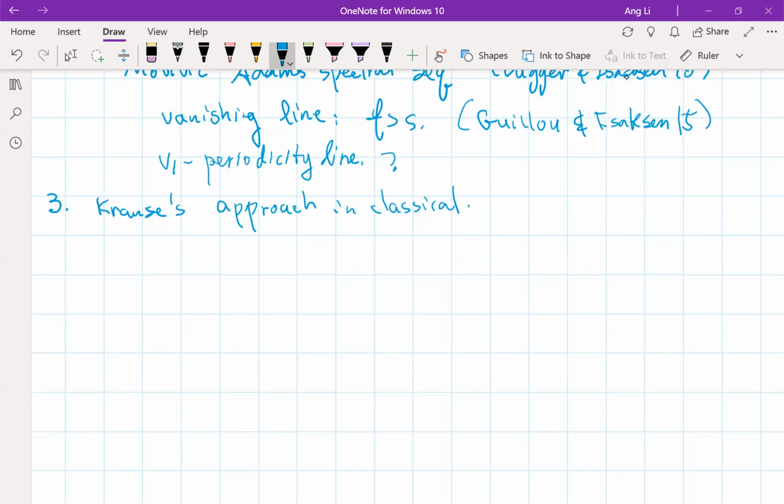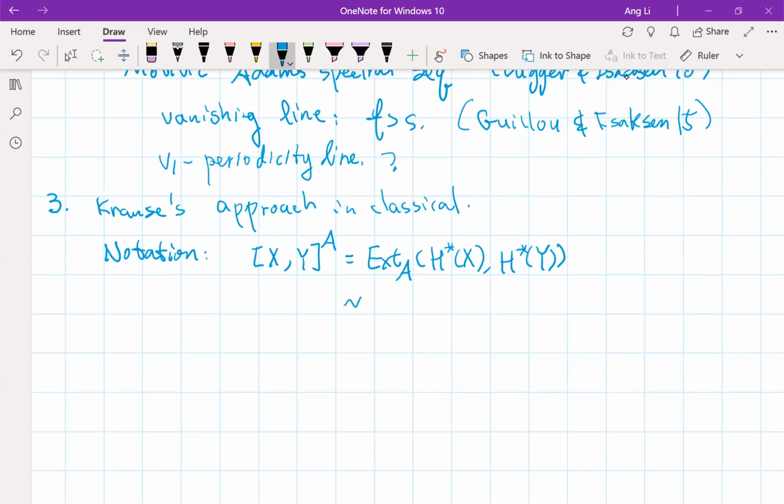And then I also need to tell you my notation. I'm using this bracket and putting the Steenrod algebra as a superscript, Ext over A, the cohomology of X, the cohomology of Y. I know some of you might hate this notation, and I am not convinced this is the best notation either, but this is the notation Ashim is using, so I'm trying to stay consistent.